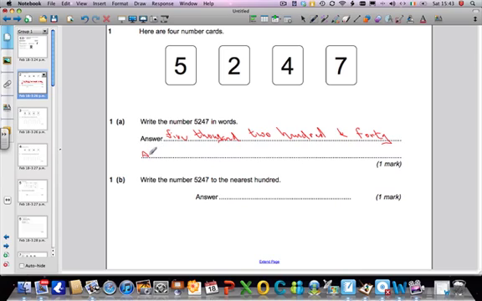5,247. Nice straightforward mark to get cracking. 1b, we're asked to write 5,247 to the nearest hundred. So I want to go to the hundreds. I look at the digit next to it. 4 rounds off, so we end up with 5,200.